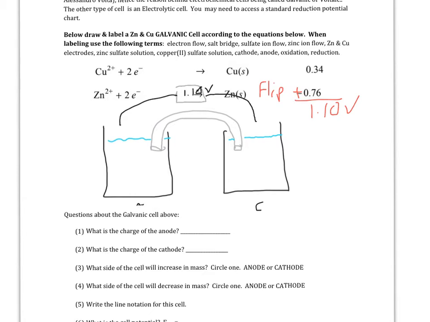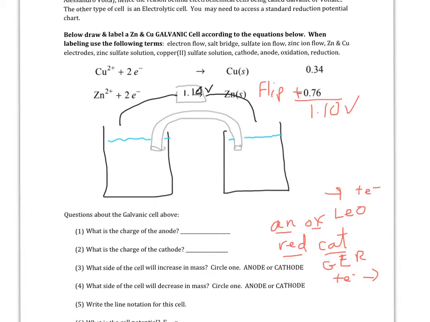Let me erase some of this stuff. And so let's label which one would be which. So I always have to go back to what I know. An ox and a red cat. So at the anode, you get oxidation. So loss of electrons is oxidation. Reduction at the cathode, so that's gain of electrons. I like my Leo the Lion goes grr. So if you're gaining electrons, it is plus electrons on the left-hand side of the arrow. And if you're losing electrons, it is a plus with electrons on the right-hand side of the arrow.